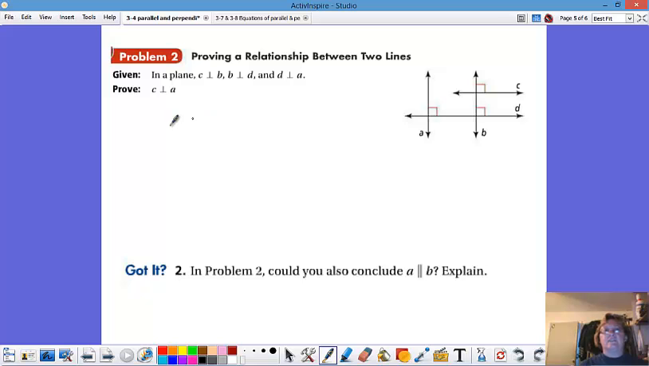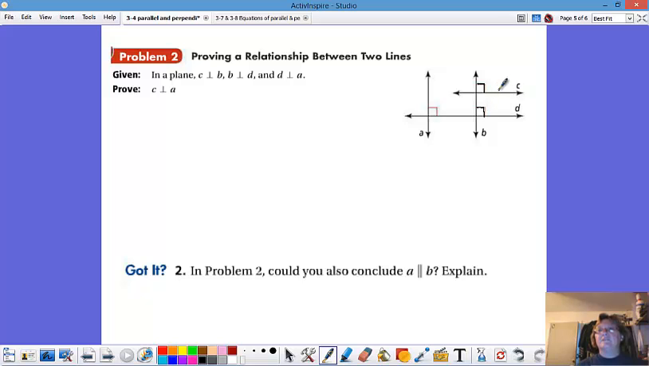The first one involves a proof, proving a relationship between the two lines C and A. It says "in this plane," and you have to have that term, because you don't want to think one of these lines might be perpendicular just because it's coming straight out of the diagram. No, they all have to lie in the same plane. So it says that line C is perpendicular to B. This line and this one, that's that right angle right there. B is perpendicular to D, so B is also making a right angle there.